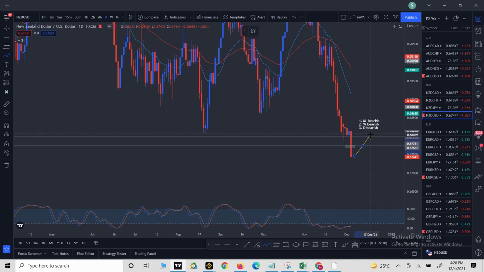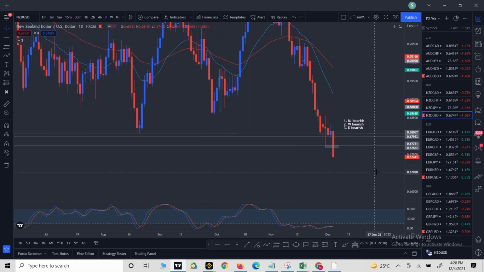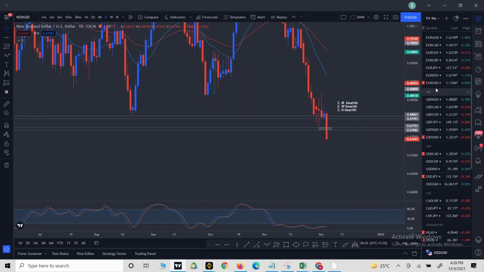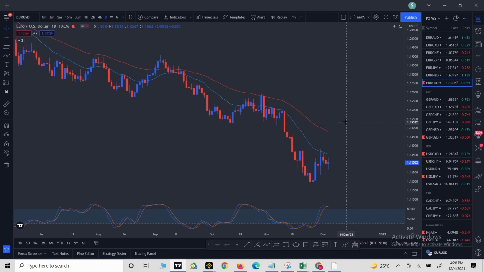If that doesn't happen, we would like the price to visit this most recent broken zone, and once that happens, accordingly we can go to lower time frames H4 and H1, look for some kind of bearish price actions to go short as well. So these are going to be the possibilities that we can focus on for New Zealand USD in the coming days. Next, EURUSD.